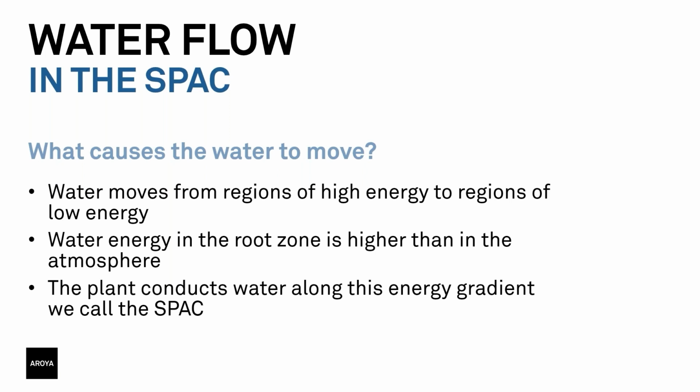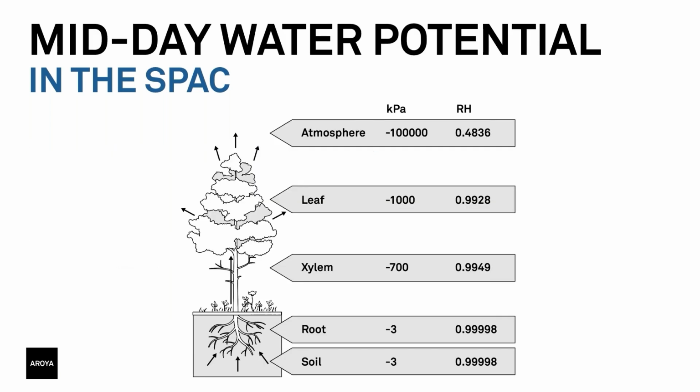The path the water follows from the soil through the plant to the atmosphere we call the soil plant atmosphere continuum, or SPAC. Now here I've tried to quantify the energy state of the water in the SPAC. We call a measure of that energy the water potential. And here I show it in two different forms. We can measure it as a pressure, that's the column labeled kilopascals on the left, or as relative humidity, or more appropriately, a water activity, and that's the column on the right.